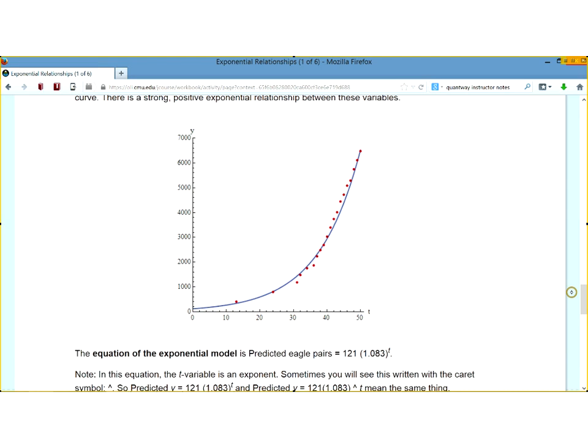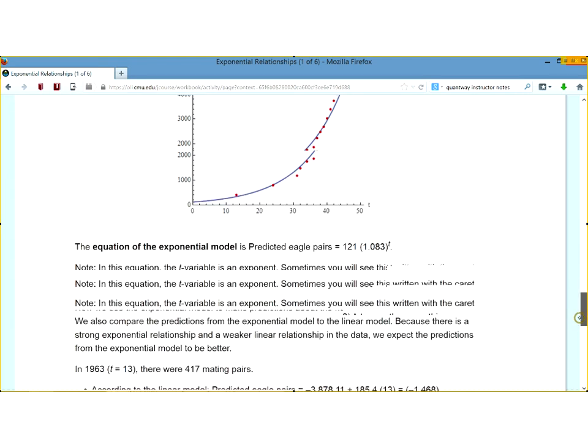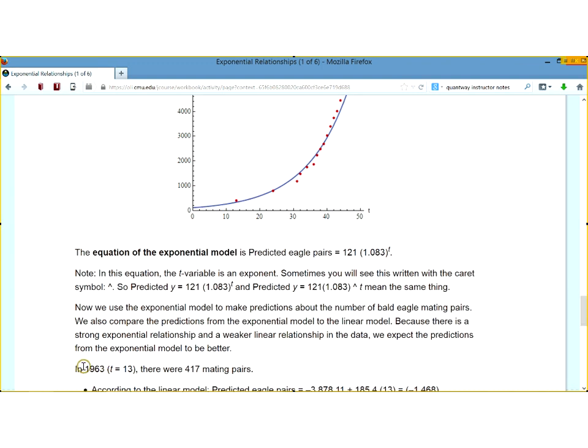And now it says the predicted number of equal pairs is 121 times 1.083 raised to the power t. Now, you need to know what your variables are. So t, I can see here, if 1963 is t equals 13, then t is basically the number of years after 1950.